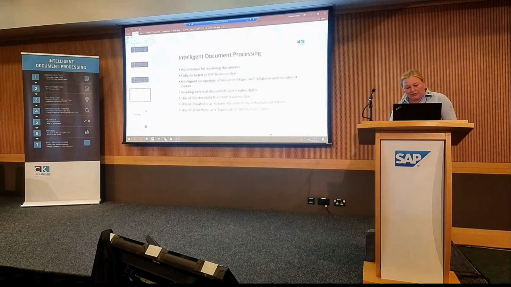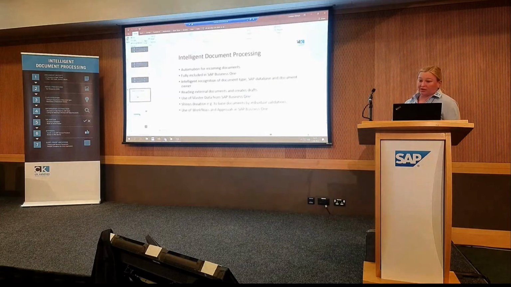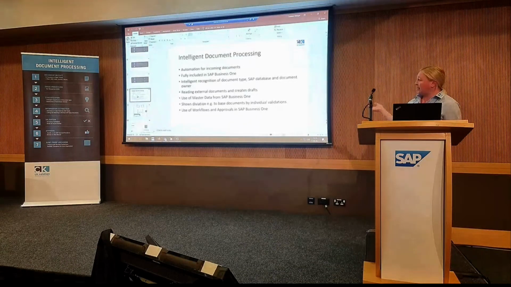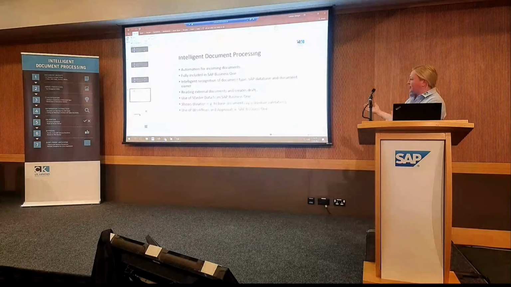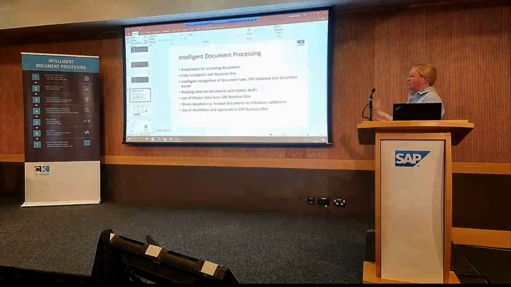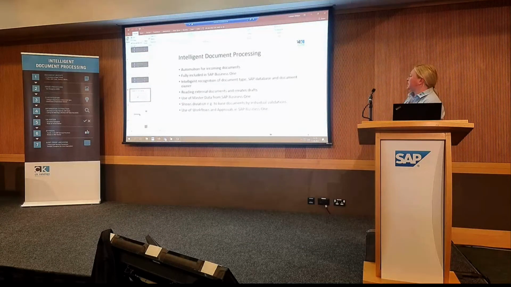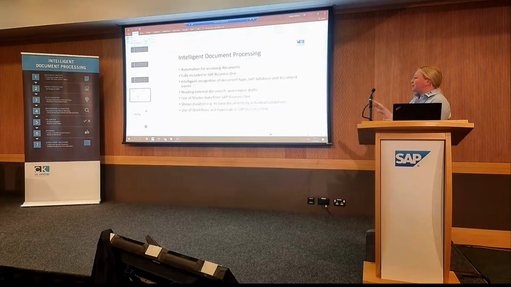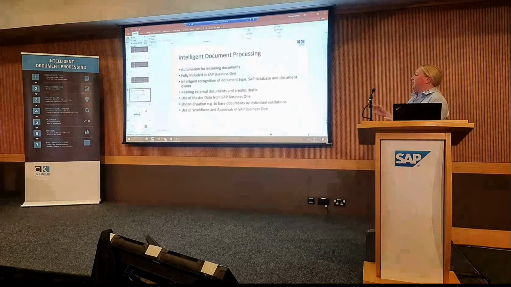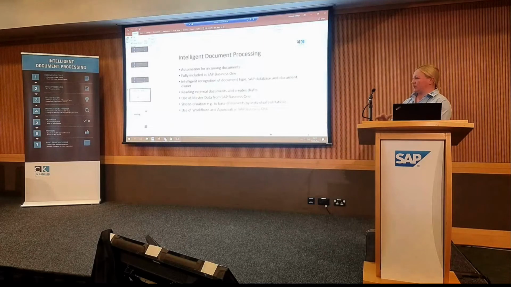So what you see here is a complete automation for incoming documents. It's fully included in SAP Business One. It's an intelligent recognition. It means that we can read out external documents and create drafts, as you saw in that presentation, that we use the master data and other functionalities from SAP Business One, that we can show differences to base documents by individual validations, and that we also use workflows and approval procedures that we have directly in SAP Business One.